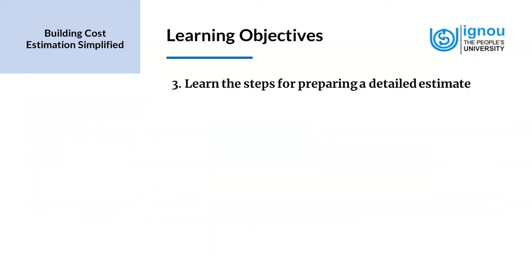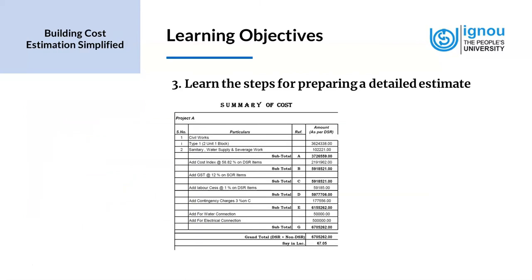Next, we learn the steps for preparing a detailed estimate. The detailed estimate includes the measurement of quantities, the rates, and the final amount that is estimated. This would also include the labor, material, and equipment, and these fall under the cost category. Then there would be add-ons, which fall under the taxes and contingencies.